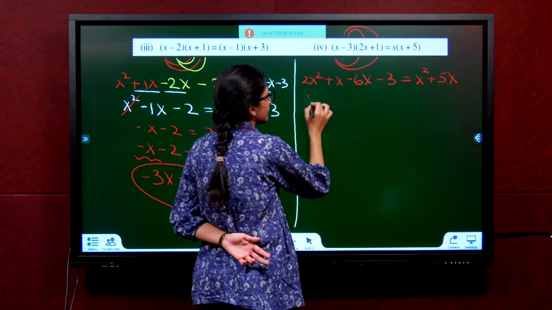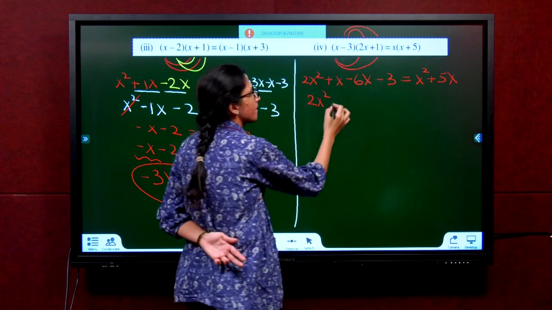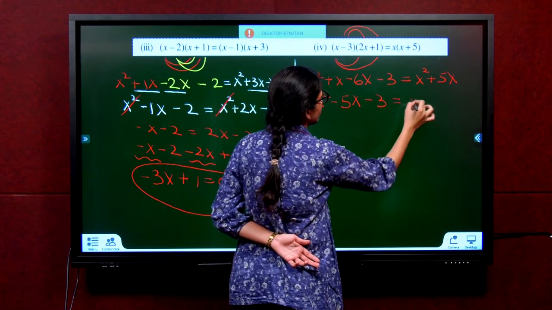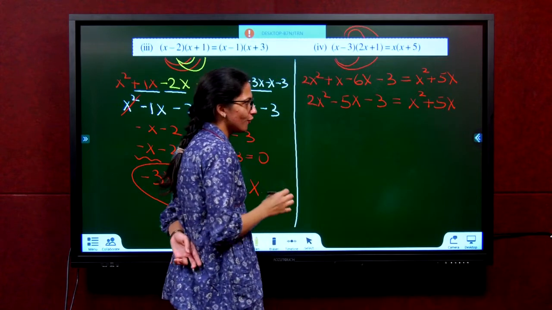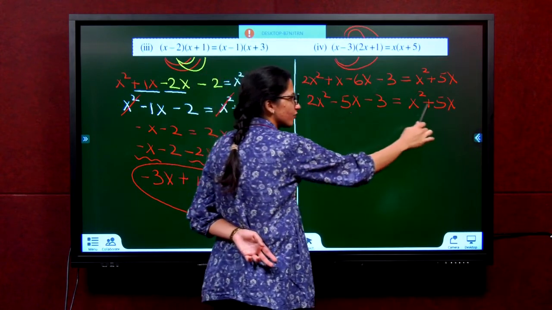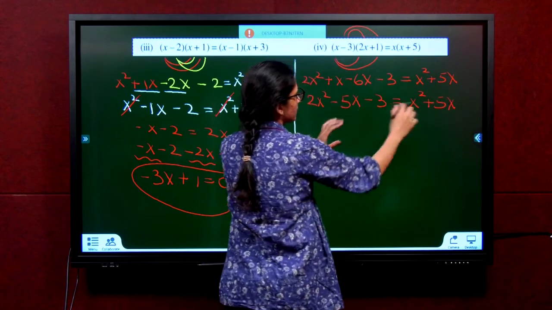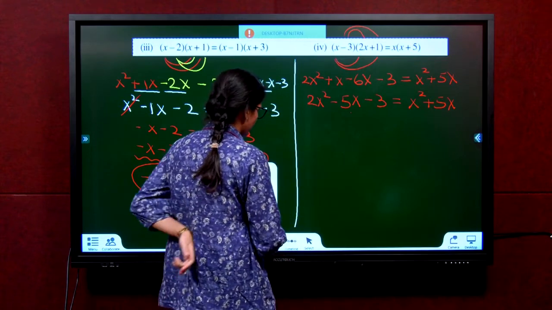Now, first simplify this. Plus x minus 6x minus 5x minus 3 is equal to x square plus 5x. Same mistake like before. You will feel like cancelling minus 5x and plus 5x. Don't do it because they are not the same terms. Minus 5 and plus 5 are different numbers. So you cannot cancel it.